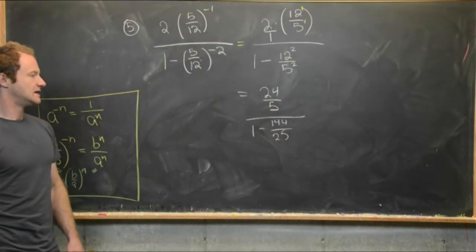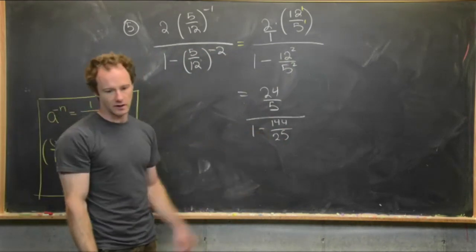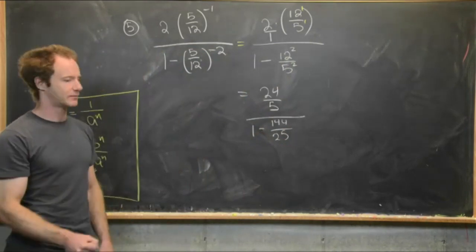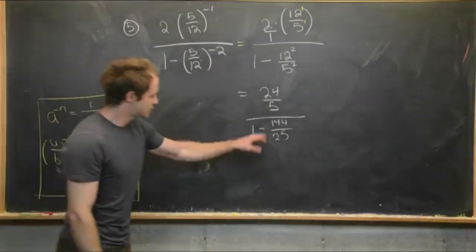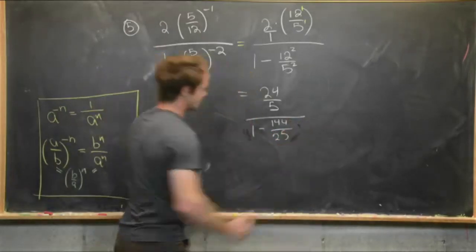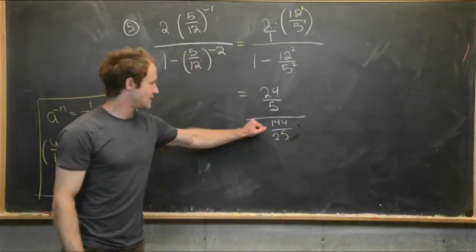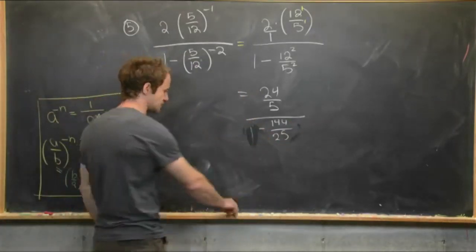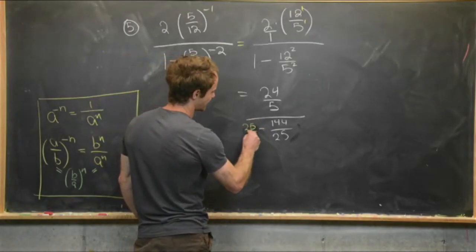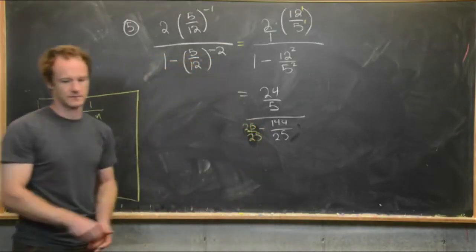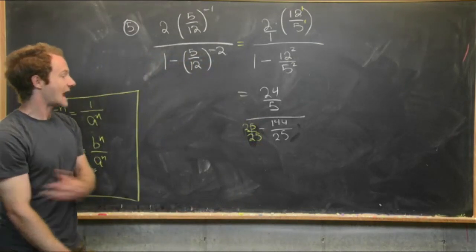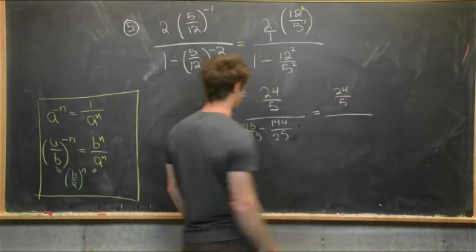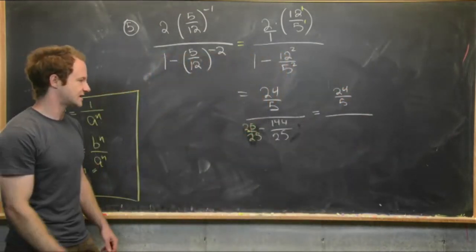Good. Now we need to simplify this denominator, keeping in mind that having a bunch of stuff in the denominator is like being in parentheses. So that means that all of this stuff is like an invisible parentheses. So we want to take maybe this 1 and rewrite it with a denominator of 25, but we can do that just by taking that 1 and rewriting it as 25 over 25. And now we're ready to go. So we can rewrite this as 24 over 5 over. So now we need to do 25 minus 144.